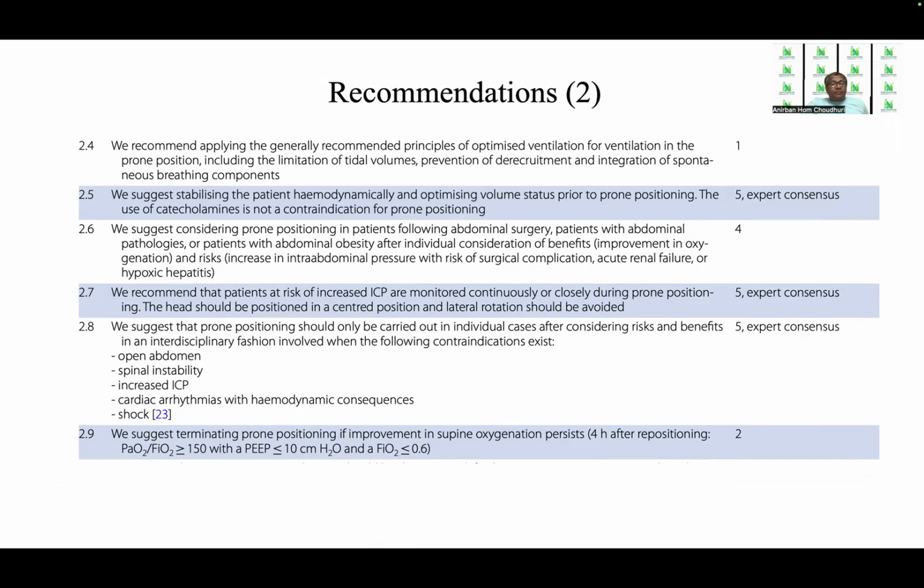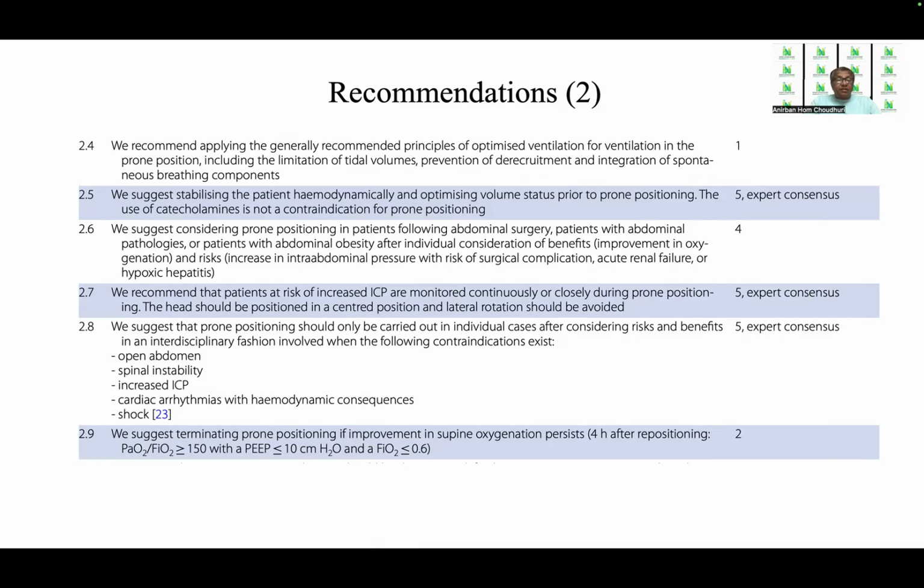They also recommended that patients at risk of ICP are monitored continuously or closely during prone positioning. The head should be positioned in a central position and lateral rotation should be avoided, because if there is a mild slip or displacement of the spine, then that becomes full. So the guidelines committee suggested that prone positioning should only be carried out in individual cases after considering the risks and benefits, and an interdisciplinary fashion can make the job easier.